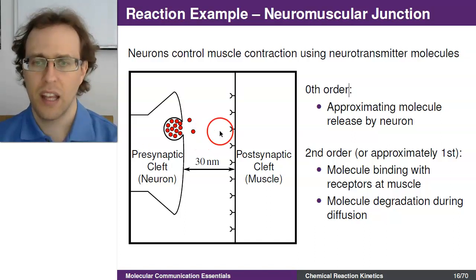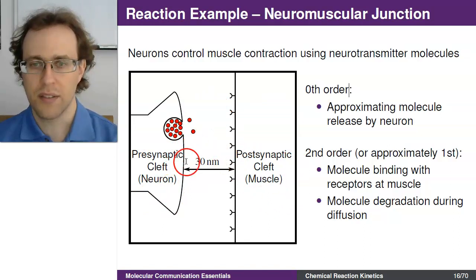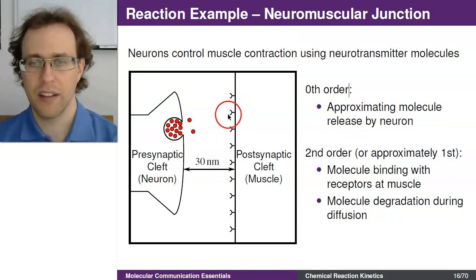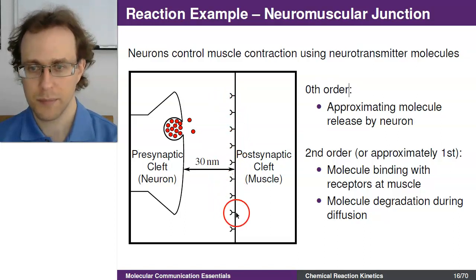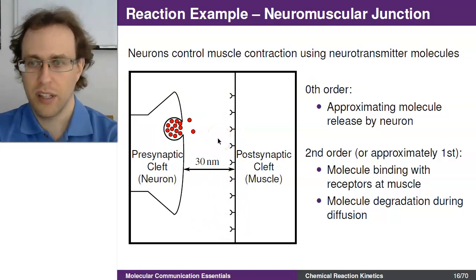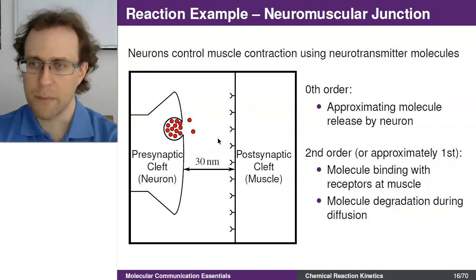So all of our motor movements of our body are controlled by signals that are sent from neurons to muscles. The space in between a neuron and the muscle is called a cleft, here at this neuromuscular junction, and we have molecules that are released at the neuron side. These molecules are able to diffuse across this space, which is only about 30 nanometers in size, and they're able to bind to the receptors that are here on the postsynaptic cleft surface. And when you get sufficient molecules binding, it's able to trigger a muscle contraction.